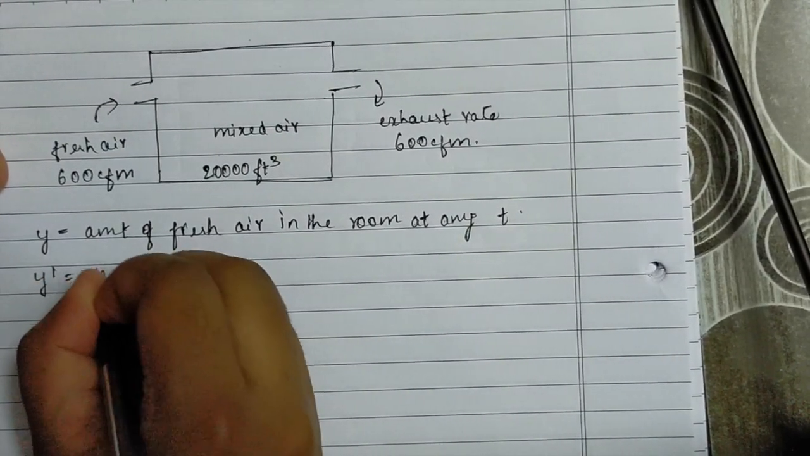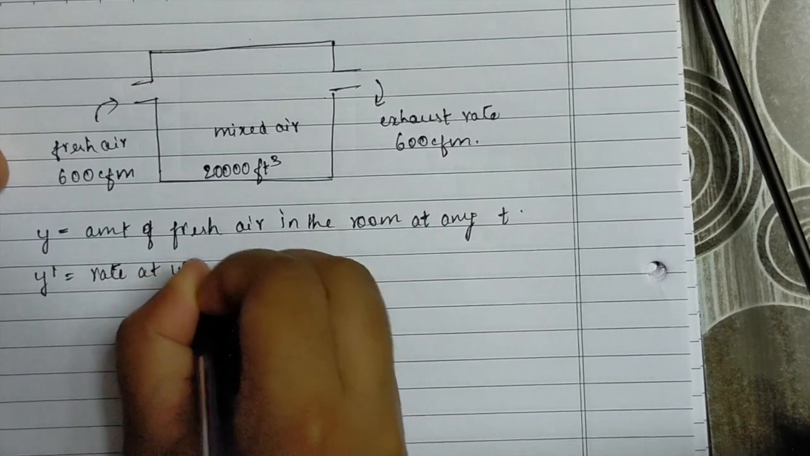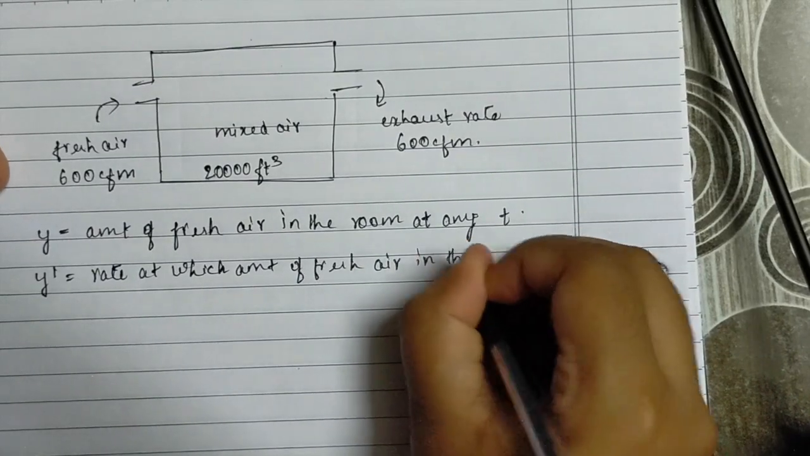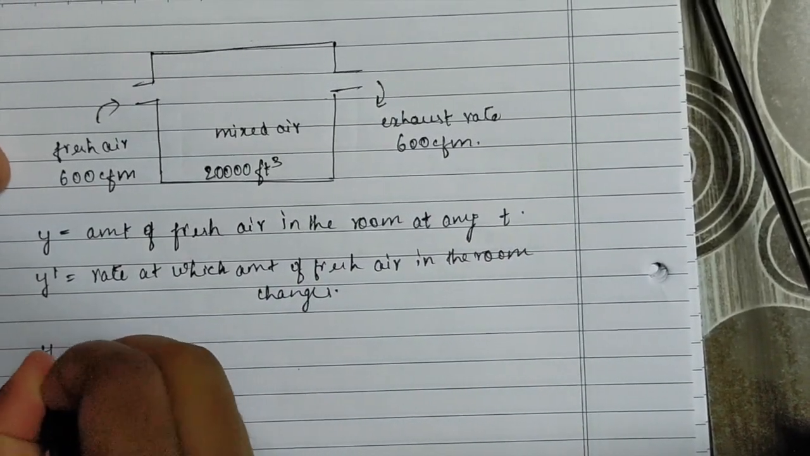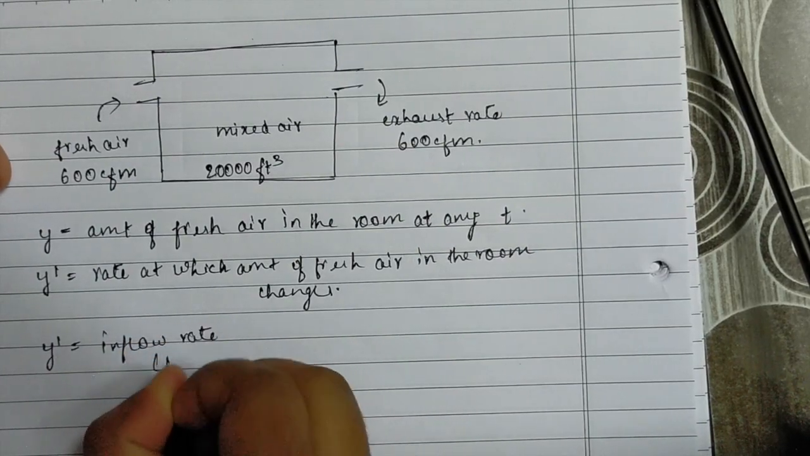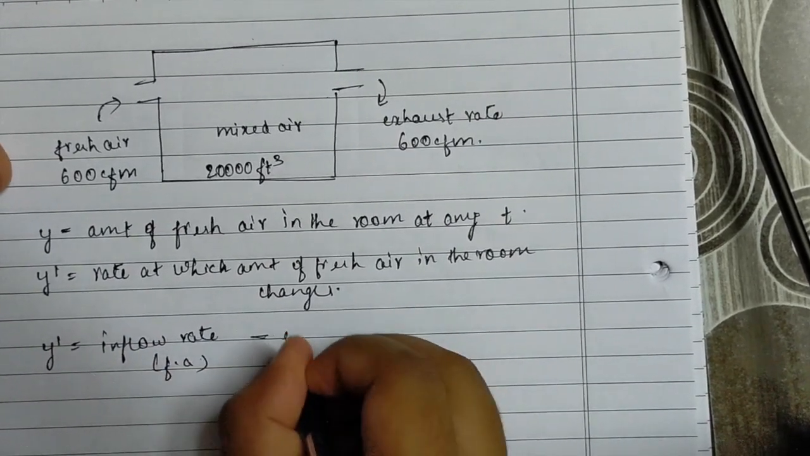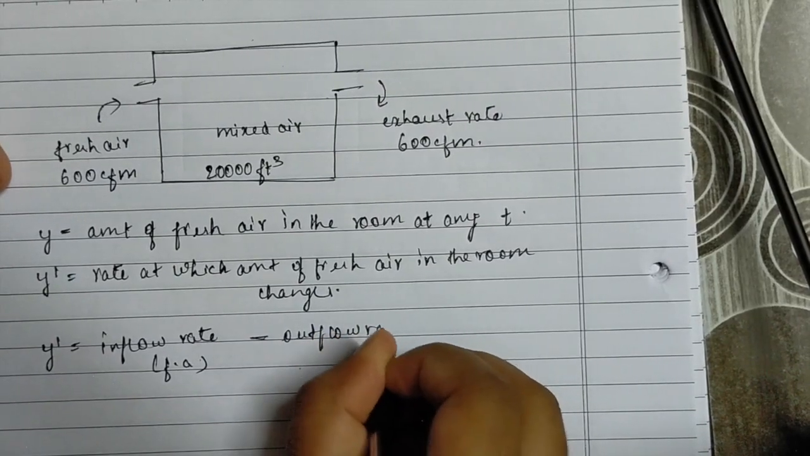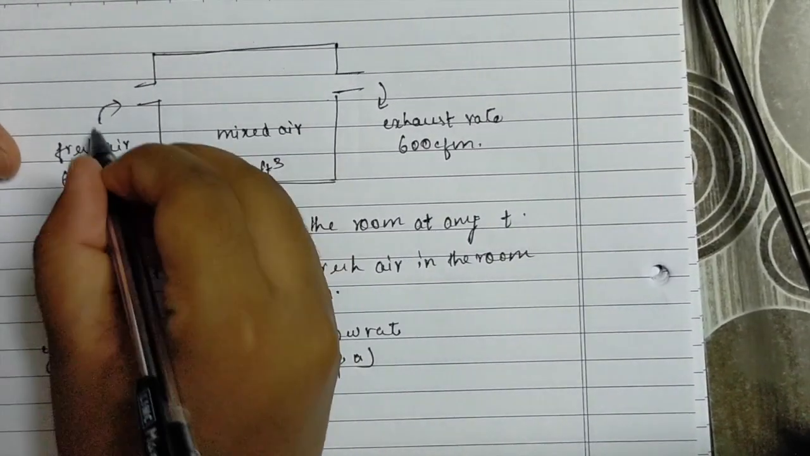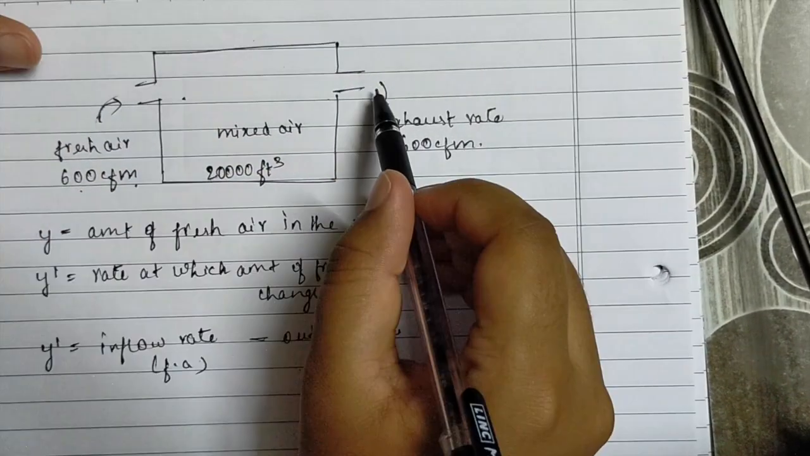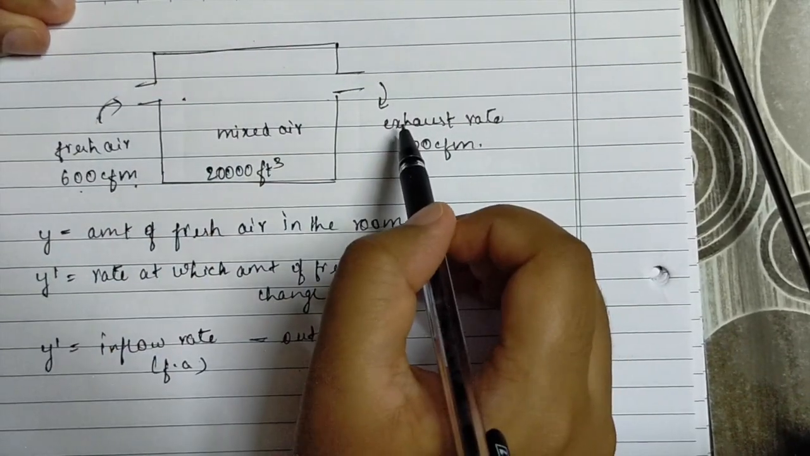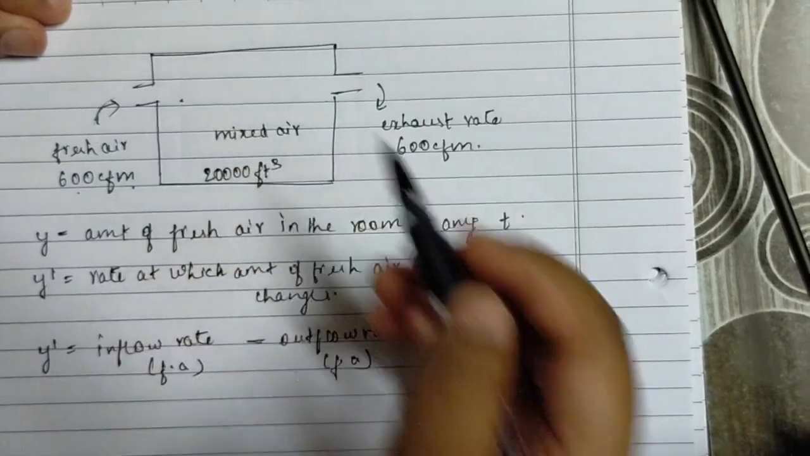Y dash is the rate at which the amount of fresh air in the room changes. So we have Y dash equals inflow rate of fresh air minus outflow rate of fresh air. What's happening here is fresh air enters the room at 600 cubic feet per minute and fresh air leaves the room at a certain rate. So the difference between these two rates gives the rate of change of fresh air within the room.